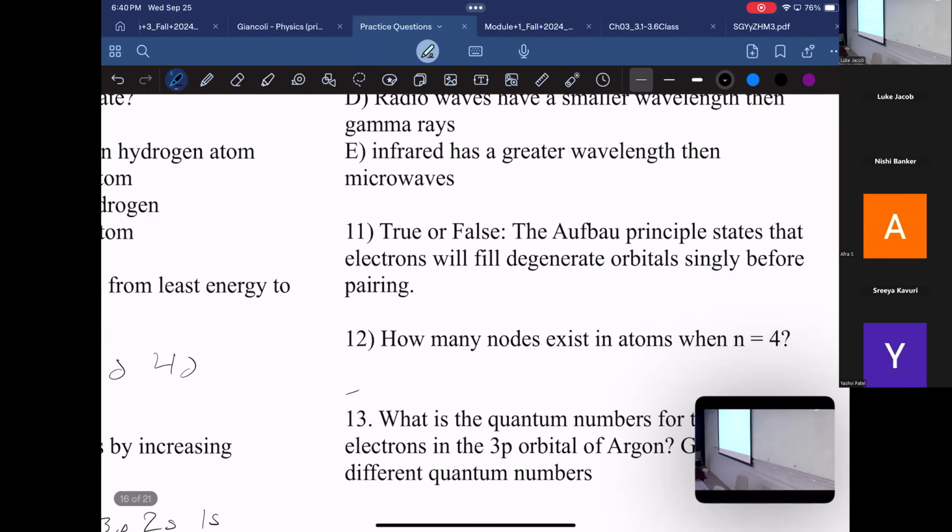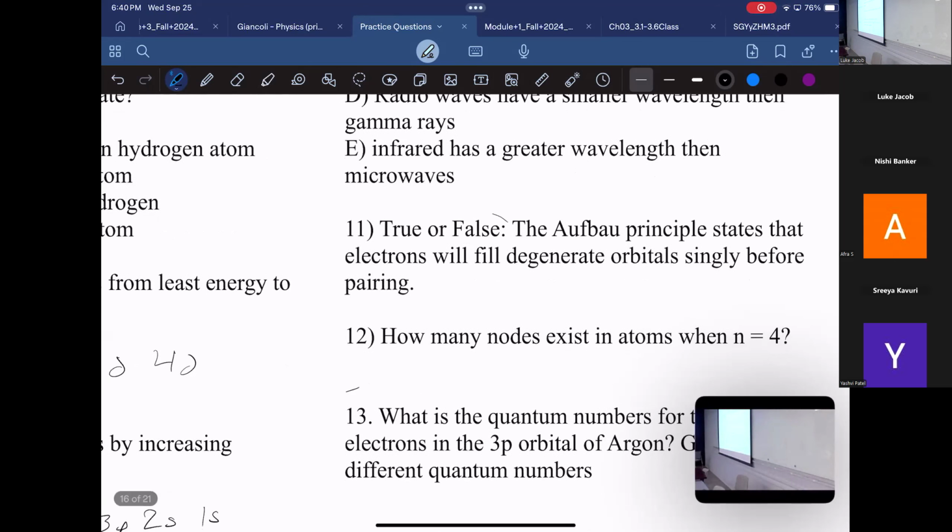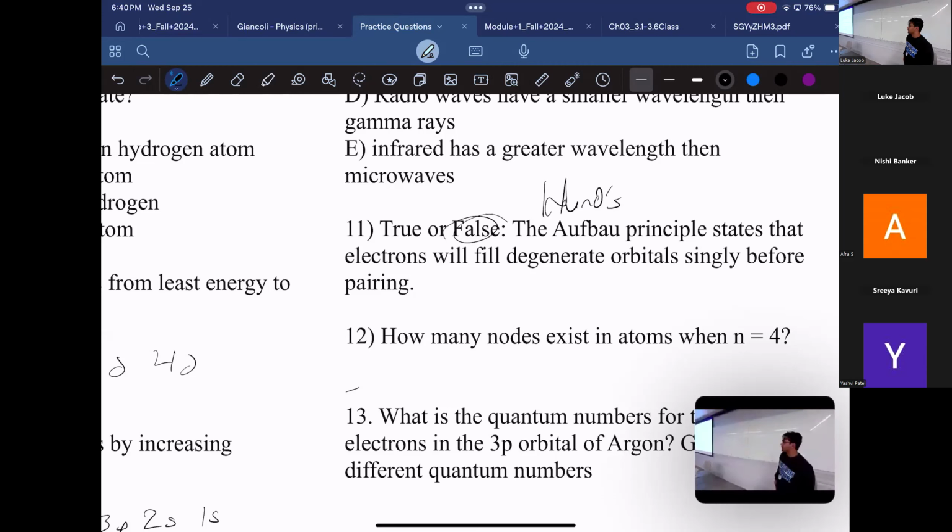True or false? What is it, guys? False. Yes. What is this rule? Do you know? Hund's rule. Hund. The Huns, the Mongols, you know, like from Mulan, right? Is that what it's called? Yeah, okay, I just wanted to say that.